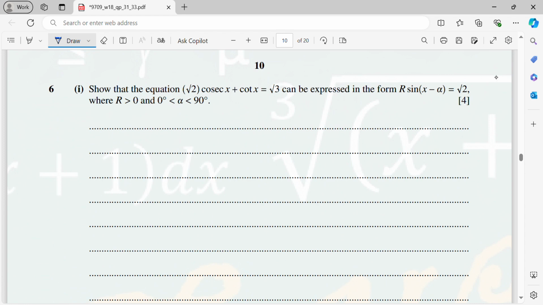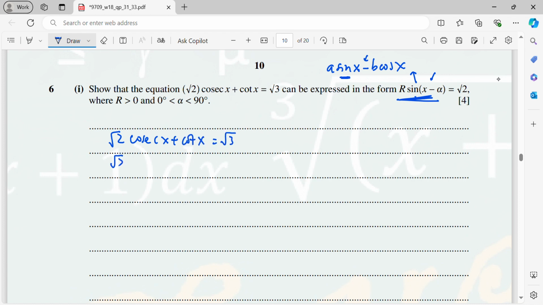Okay, part 1. Show that the equation square root 2 cosec x plus cotangent x equals square root 3 can be expressed in r sine(x minus alpha) equals square root 2, where r is greater than 0 and alpha is between 0 and 90 degrees. So for information, if you need to get this form, r sine(x minus alpha), you must get a sine x minus b cos x. Because here must be sine and this is minus. Which means now I need to simplify the cosec and the cotangent x.